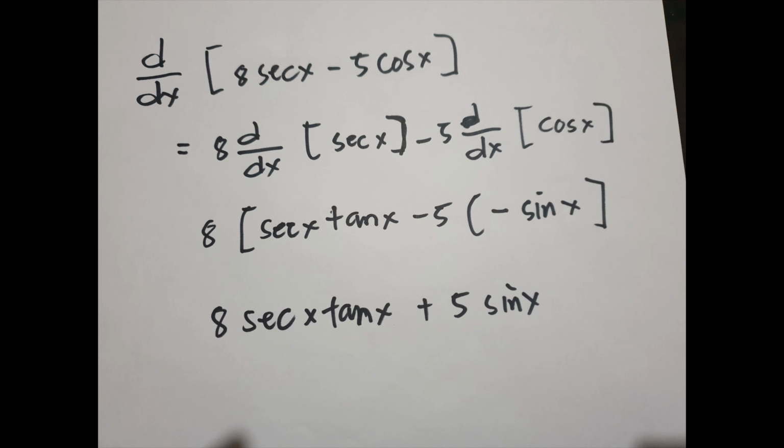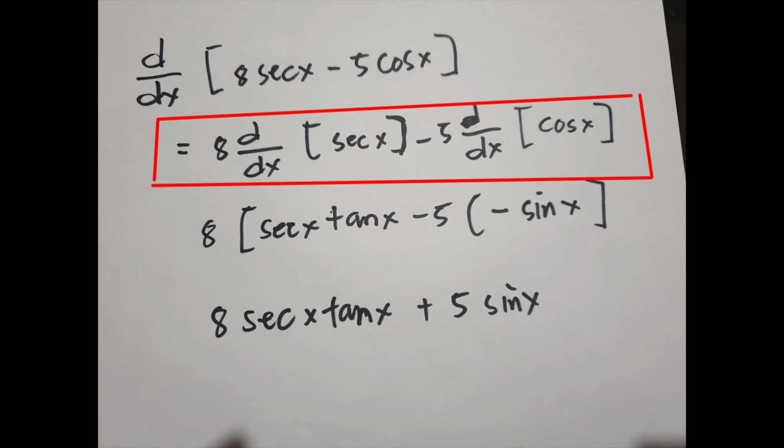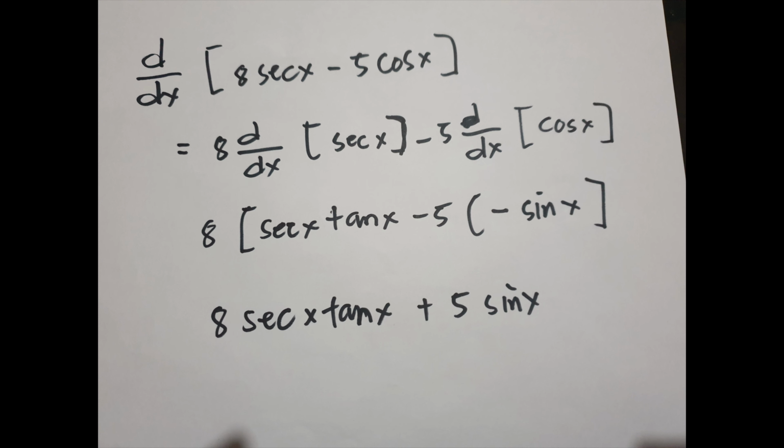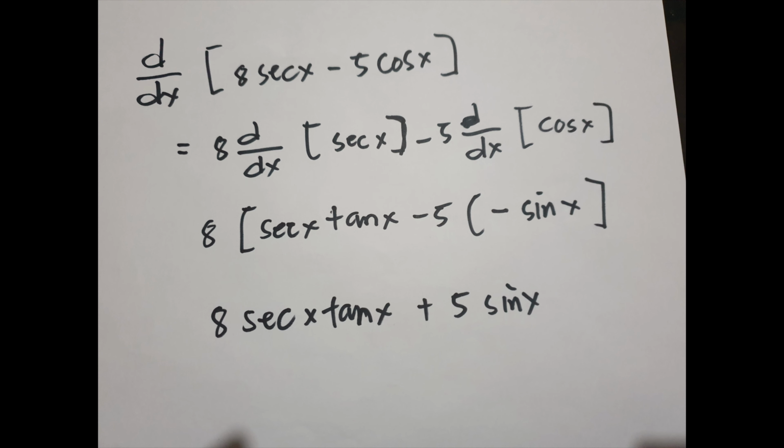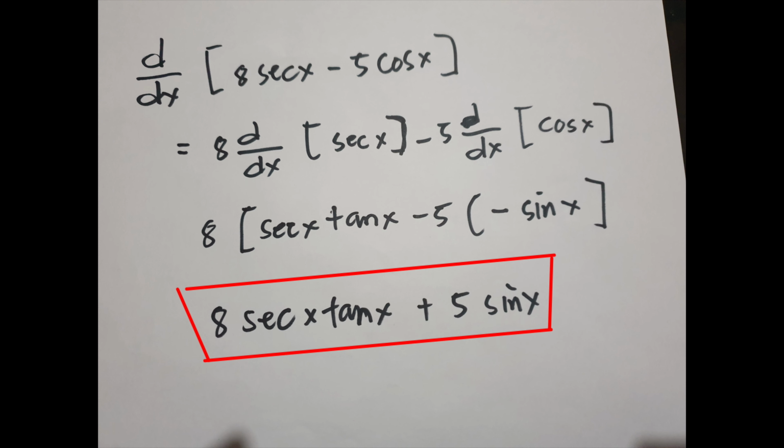Now, let's work on another similar example. If we want to find the derivative of 8 secant x minus 5 cosine x, based on the last example, this is equal to 8 times the derivative of secant x minus 5 times the derivative of cosine x. The derivative of secant is secant tangent, and the derivative of cosine has a negative sign. So the final answer is going to be 8 secant x tangent x plus 5 sine x.